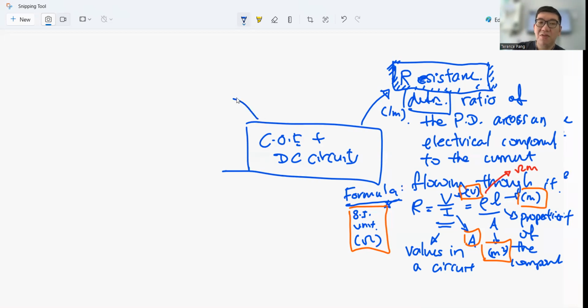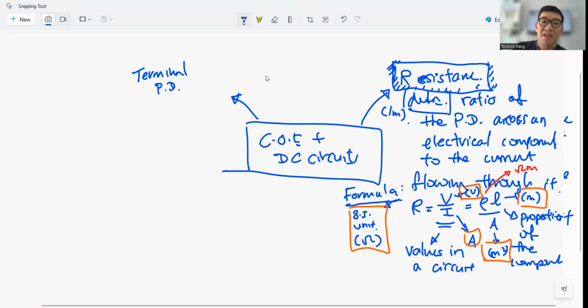Okay, so coming to what we were talking about just now, finally, terminal potential difference. So you have to know all the things in front. Okay, there's a reason why I went through all those stuff in front. And that's because it all leads down to this. It all leads to this because terminal potential difference has a formula. And what is it? V equals E minus IR.